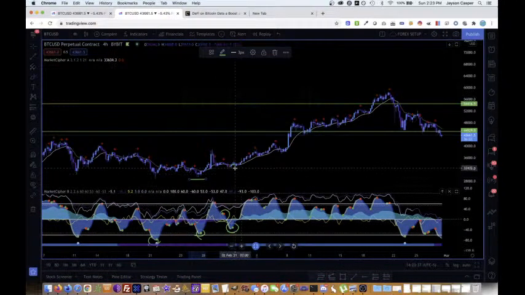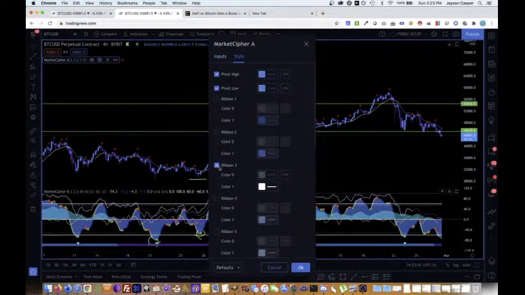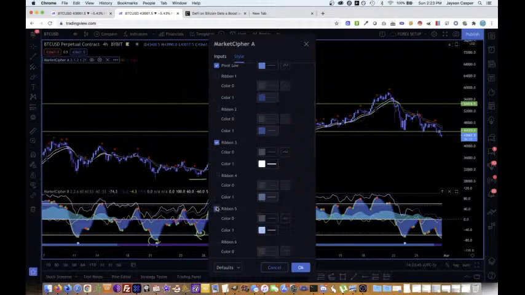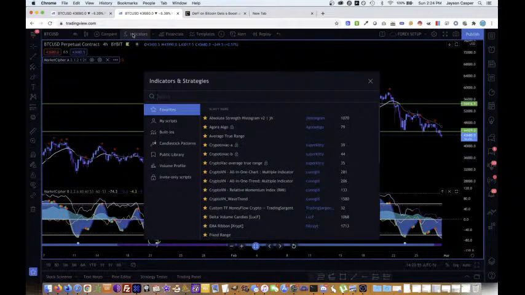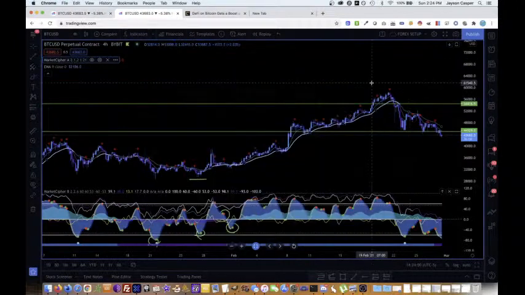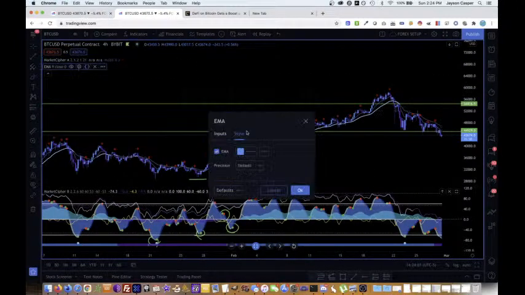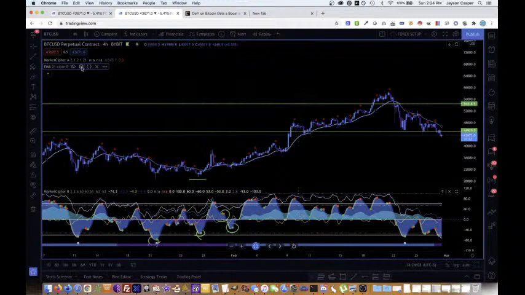So what I would do is I go to Market Cipher A, and I put on ribbon number 5. I don't know why ribbon number 3 is selected here. I use ribbon number 5, which is a 21 EMA. Let me just double check to make sure this is the right ribbon, guys. I'm going to put a moving average on here. Yep, I used the 21 EMA on the 4-hour.